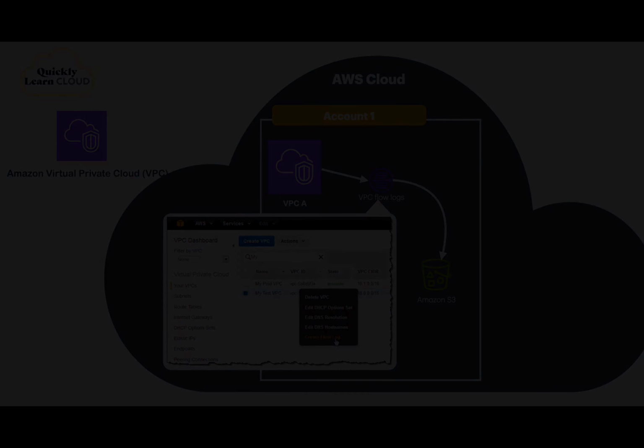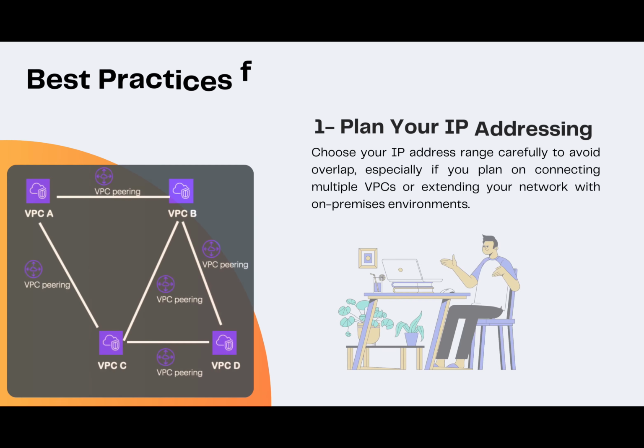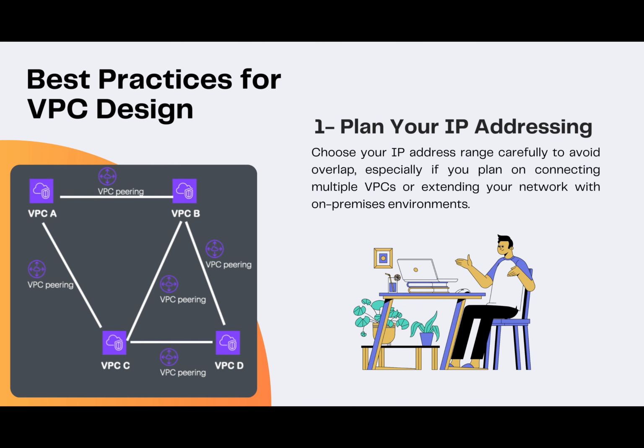To get the most out of your AWS VPC, it's crucial to follow best practices that ensure security, scalability, and efficiency. Based on AWS recommendations, here are some key tips. 1. Plan your IP addressing. Choose your IP address range carefully to avoid overlap, especially if you plan on connecting multiple VPCs or extending your network with on-premises environments.